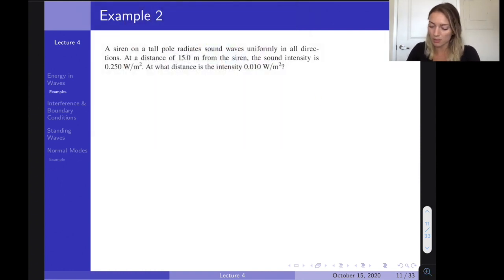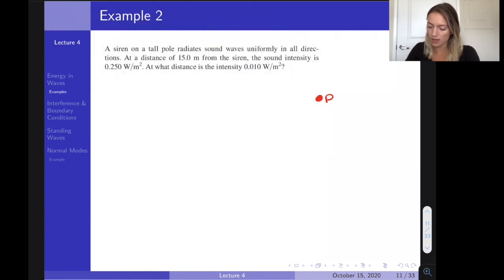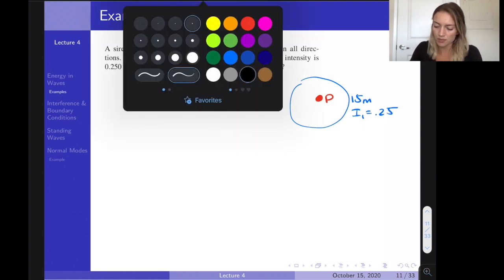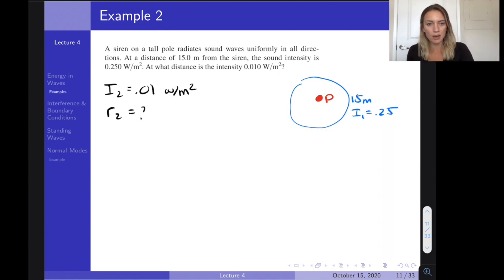So we have our power source right here. Then we know at a distance of 15 meters, the intensity is 0.25. And then we want to know at what distance the intensity is 0.01. So we're looking for R2. We have I2 is 0.01, and we want to know what that distance is. It's obvious that our intensity is going to be less than I1, right? Because if it's further away, the intensity is going to have decreased.